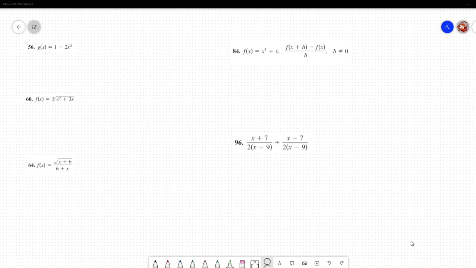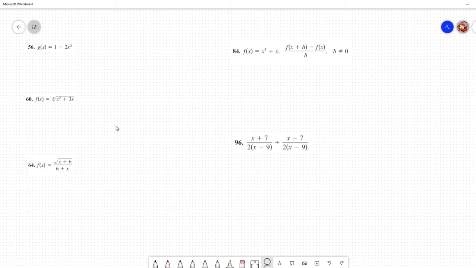So these are the submitted questions via email for tutoring. All these questions are coming from Calculus. So let's go through these. So 56, 60, 64 have to deal with finding the domain of the function.